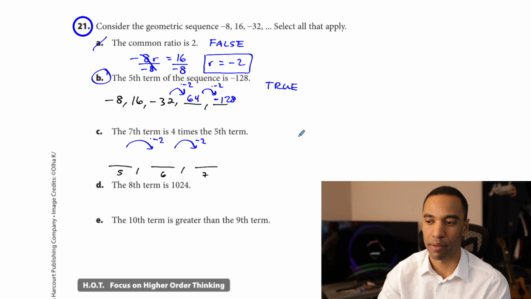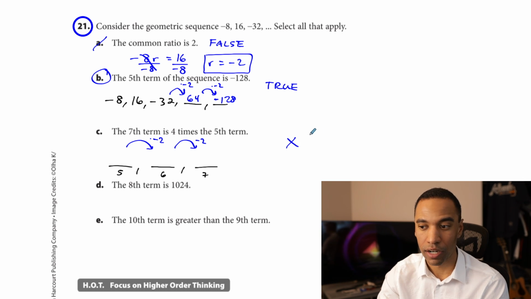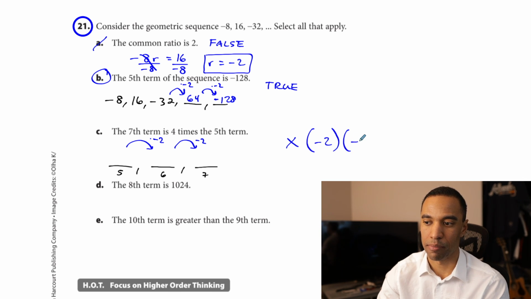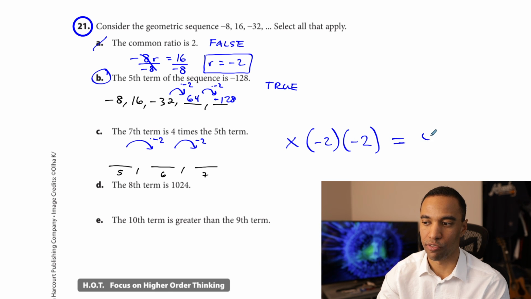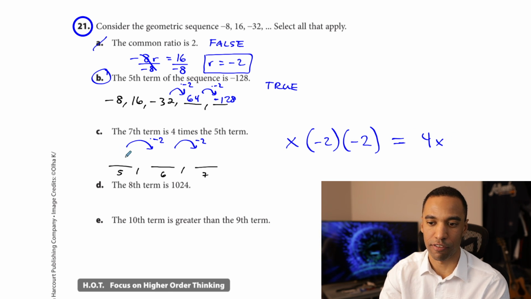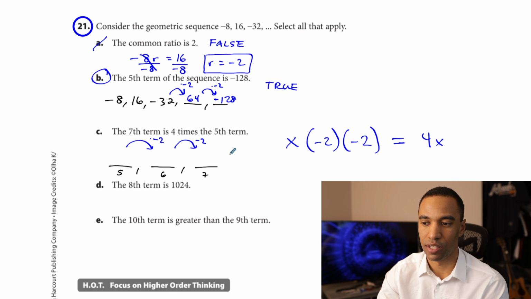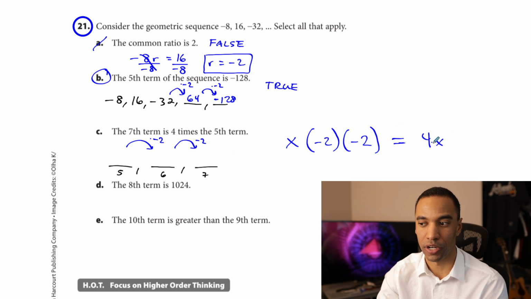We're going to do some unknown number, times -2 times -2. -2 times -2 is +4. That becomes 4 times x. You know what x was? The fifth term. You know what the seventh term is? It's 4 times larger than the fifth term.